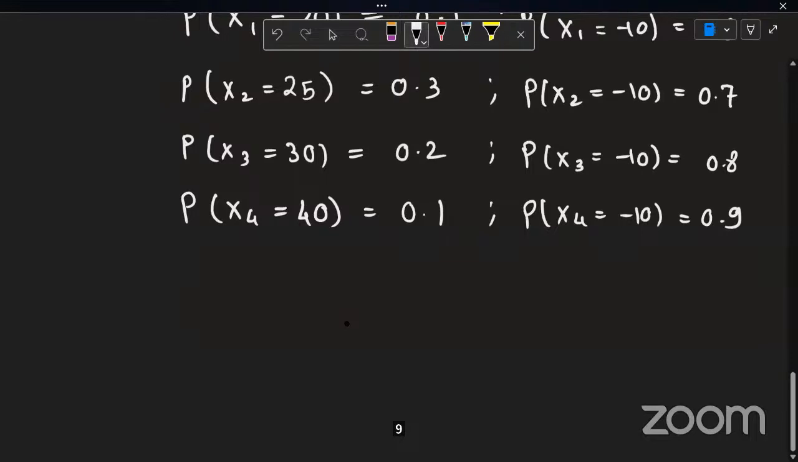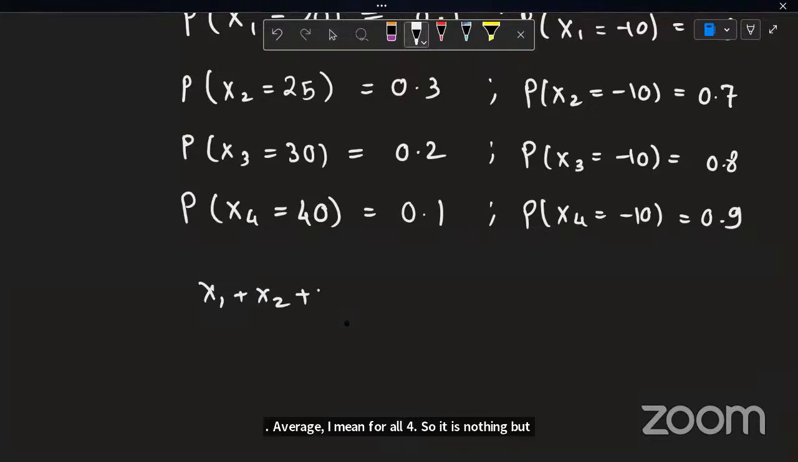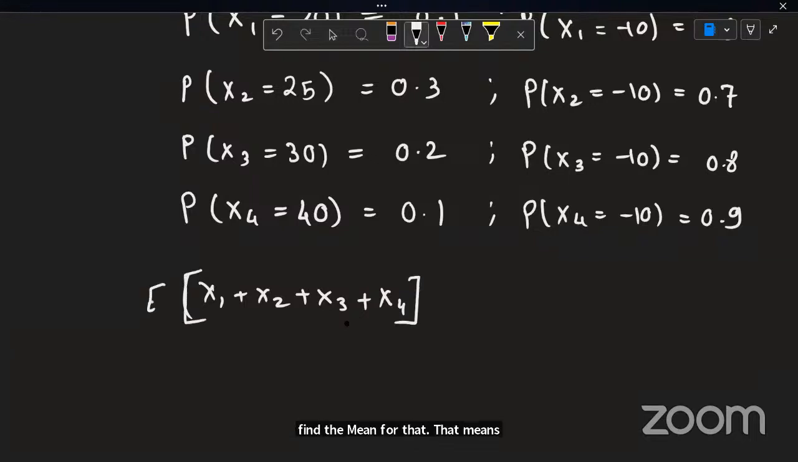But what they have asked is the expected profit, right? Then we multiply probability and rupees, probability and X1, X2, X3, then add. So we want to calculate the average mean for all four. It is nothing but X1 plus X2 plus X3 plus X4. This will give you the total profit, but you want to find the mean for that, that means the expectation.